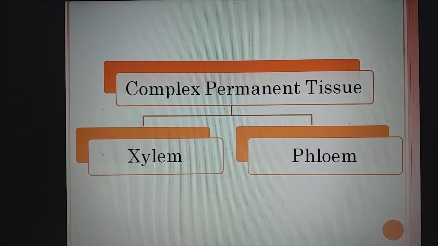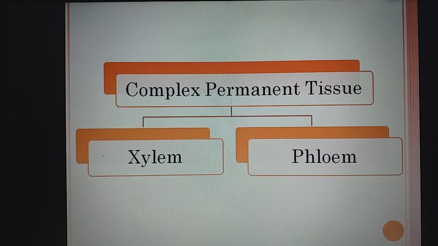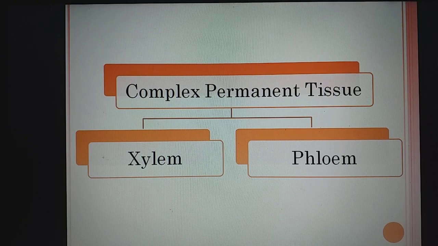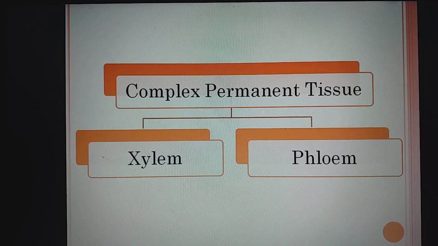You might be remembering the function of these four. Tracheids and vessels help to conduct the water and minerals, so these are tube-like structures. Xylem parenchyma helps to store food and xylem fiber gives mechanical strength. Now today's topic is phloem.